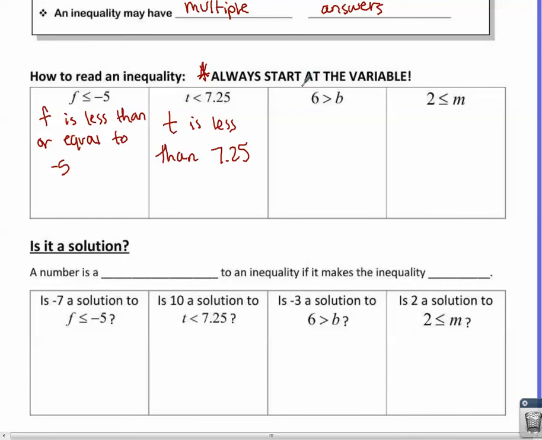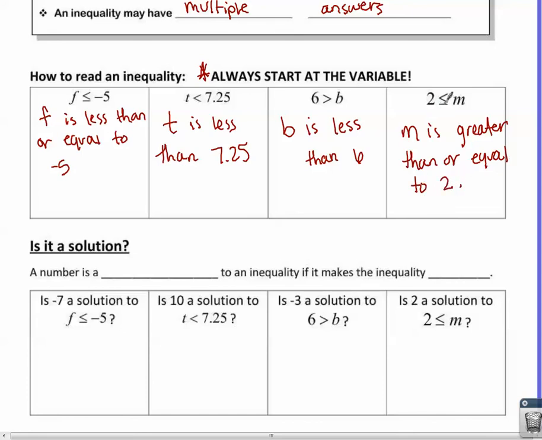So in this next example, if I were to go left to right, it would say 6 is greater than B. So that means your B is less than 6. And here it states that M is greater than or equal to 2. If you have this or equal to symbol here, you have to include it.